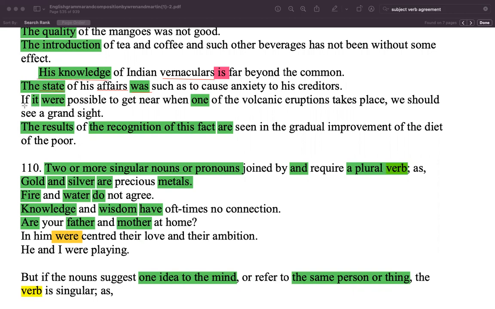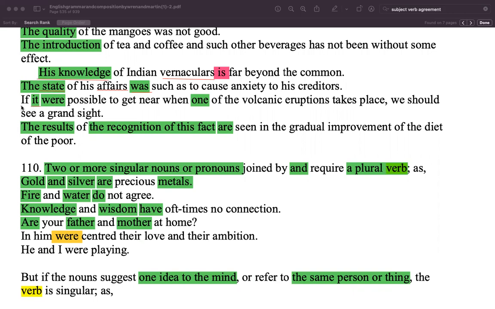Next stage, if it were possible. Now, this is something very important to know. When the subject is indicating the proper subject, here also the proper subject is the word 'it', right?